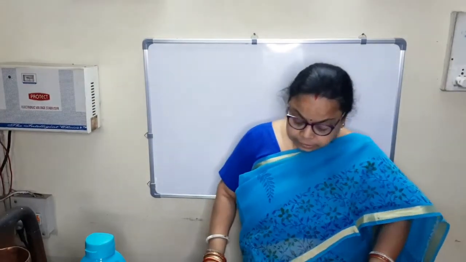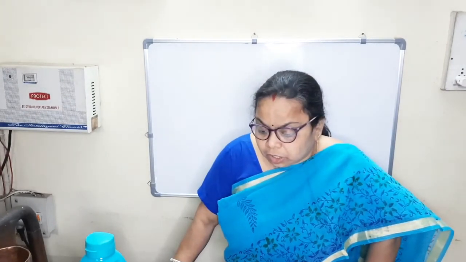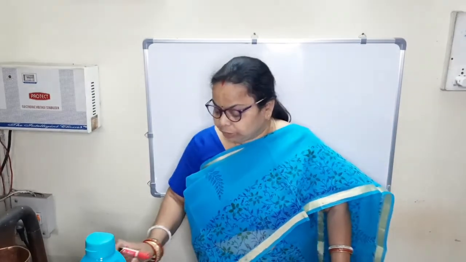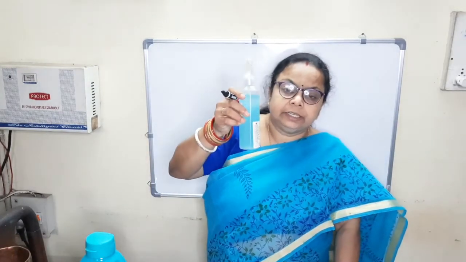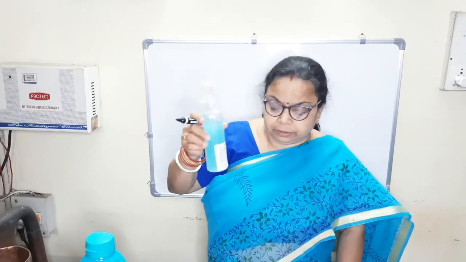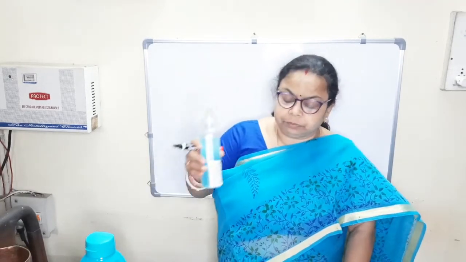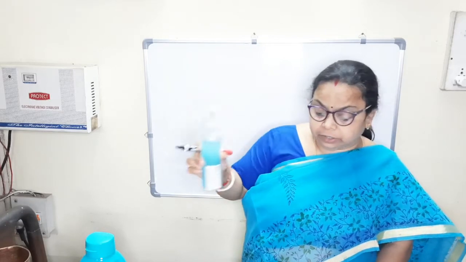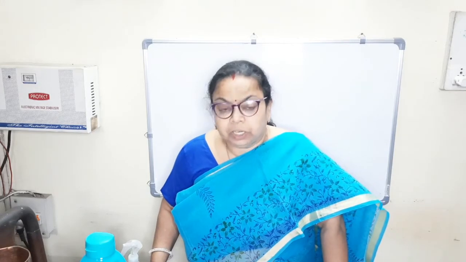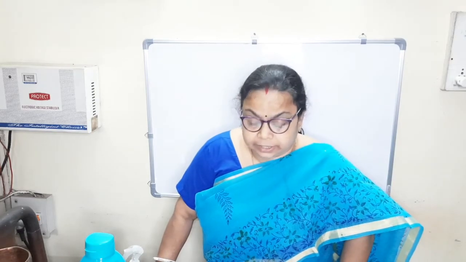Now, children, you see what we will measure: the small container. How do you measure the capacity of the small container? For measuring the capacity of the small container, we use a smaller unit, a smaller measure, that is called milliliter.